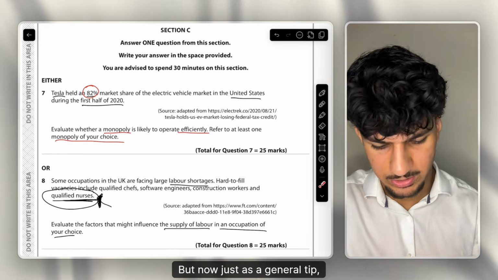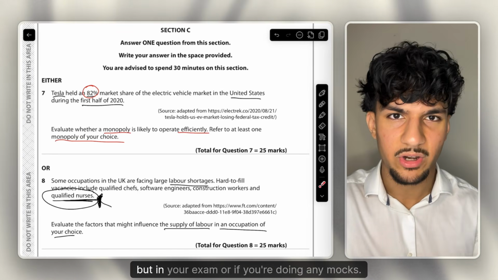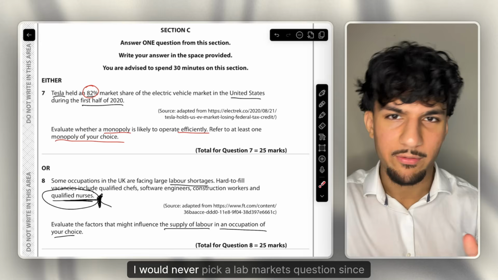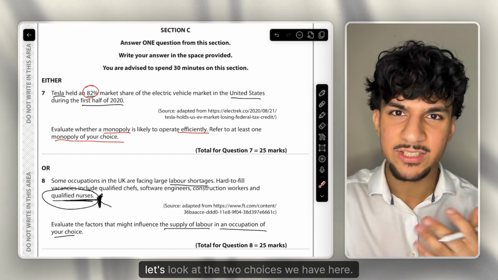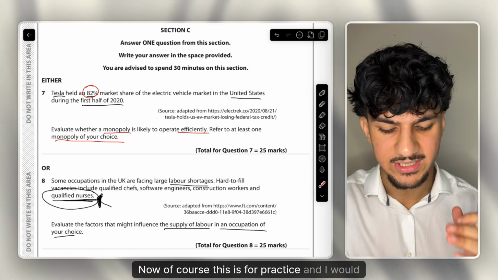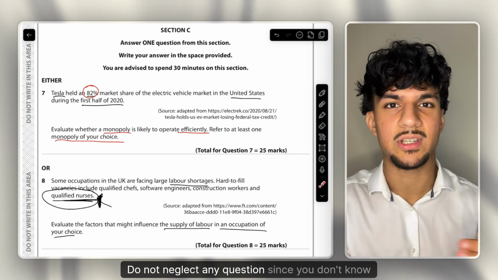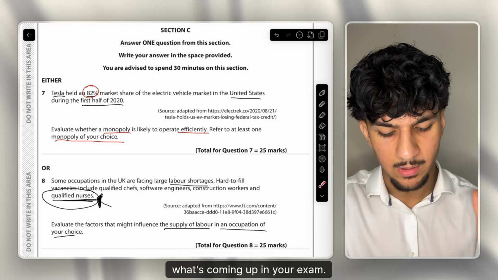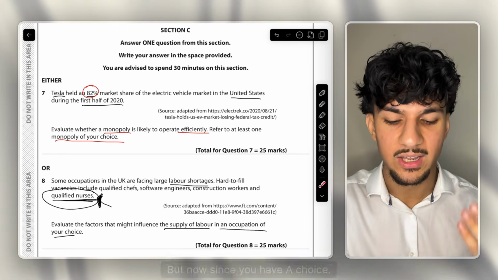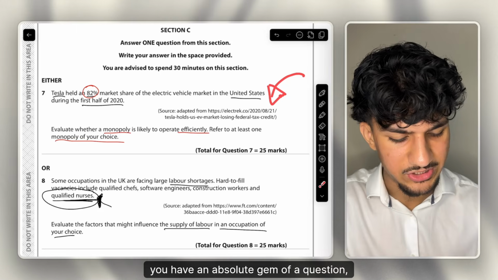But now, just as a general tip, of course this is for revision, so I would 100% attempt this question, but in your exam or if you're doing any mocks, I would never pick a labour markets question, since let's look at the two choices we have here. Now of course this is for practice, and I would always suggest practice all questions. Do not neglect any question since you don't know what's coming up in your exam. But now, since you have a choice, and if this was your real exam or your mock, you have an absolute gem of a question.